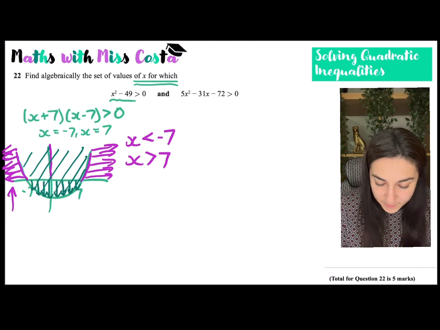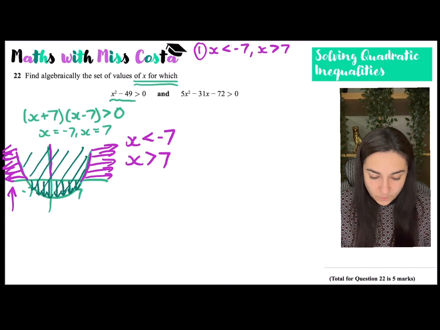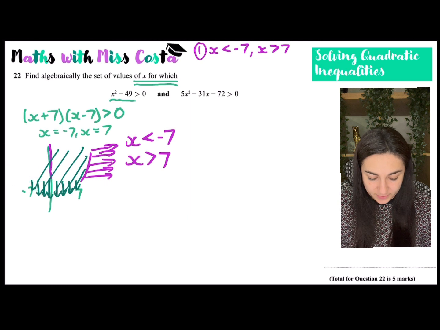So let's just write that up here. For the first inequality, x must be less than -7 or greater than 7. Then what I can do is move on to my next inequality. So let's have a look.